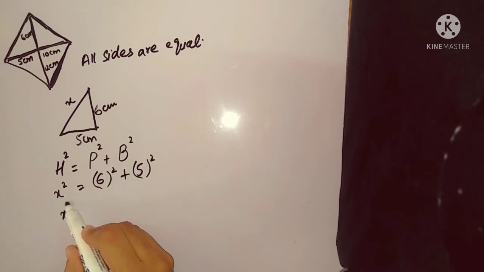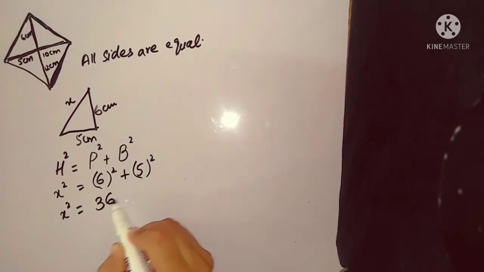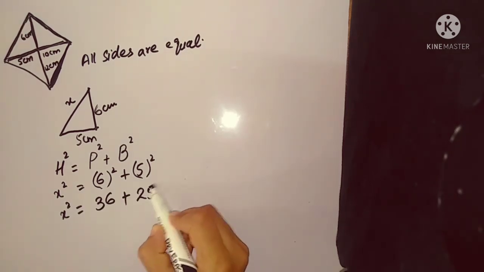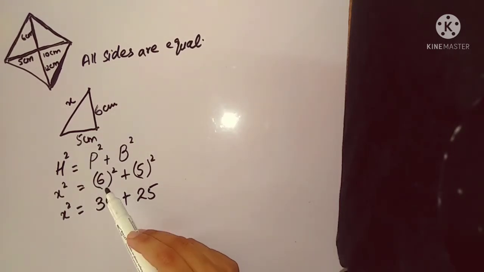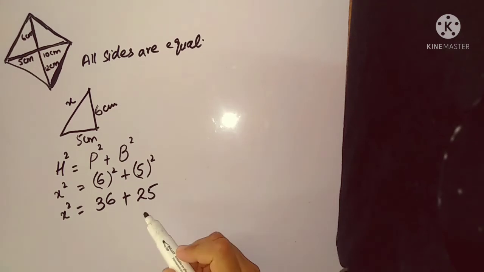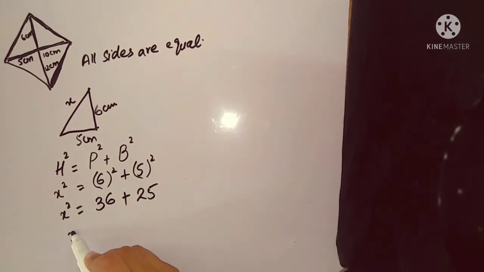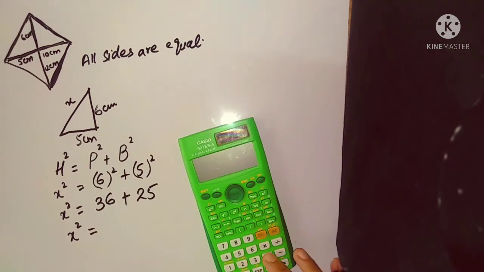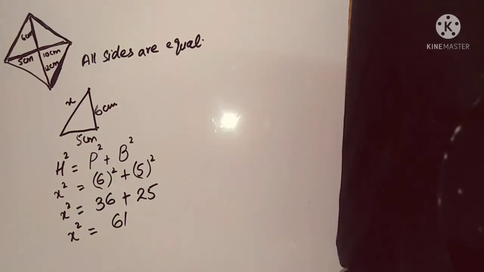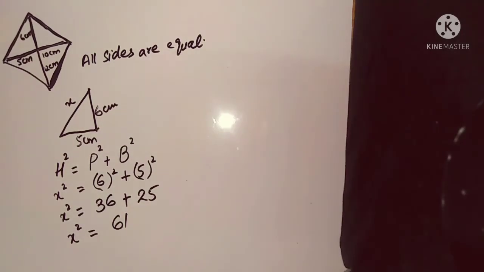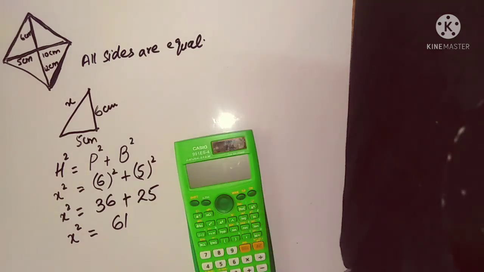Alright, now let's solve it. 6 6s are 36 plus 5 5s are 25. I have put the values for perpendicular and base, and when I take the square of 6 I got 36, and when I take the square of 5 I got 25. Now I'll add 36 and 25. So what I will get, 36 plus 25 is equal to 61. As we have to find out the value of x, I will omit this square. Okay students, now I will take the square root of 61.